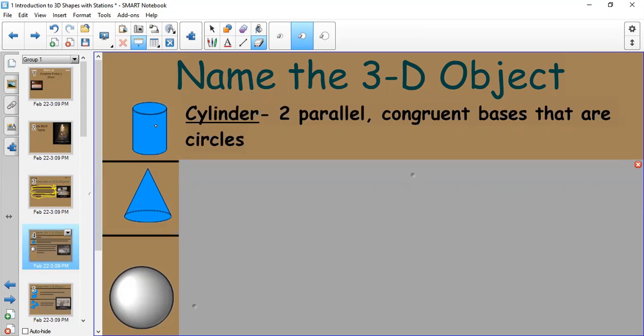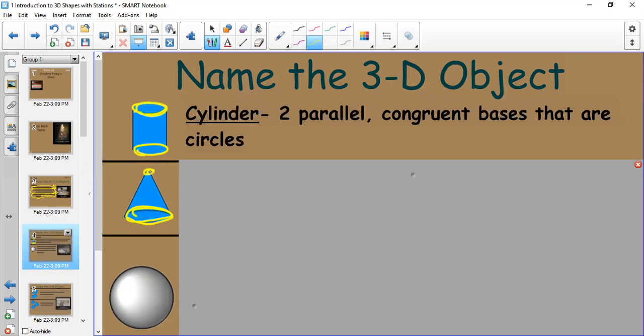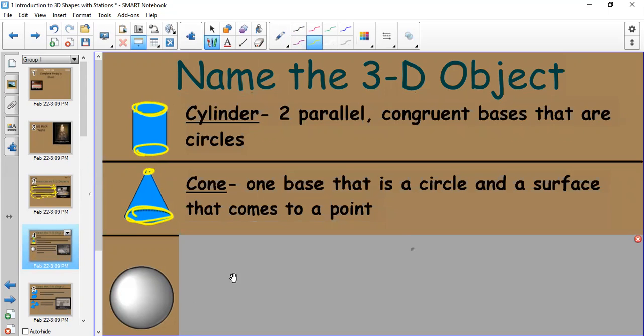Okay, so the next shape, we took away one of those circles. So instead, the shape only has one circle, unlike the cylinder that has two. The shape has one circle, and the other side comes to a point. We call that shape a cone. So again, it has one base, that's a circle, always has to be a circle, and then the other side comes to a point. In 8th grade, we will start finding volumes of cones.